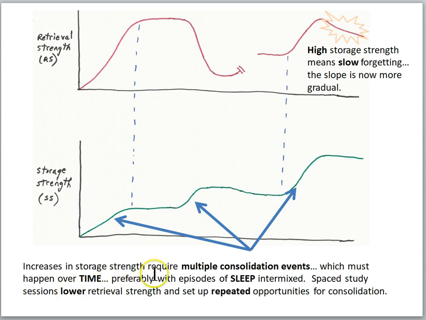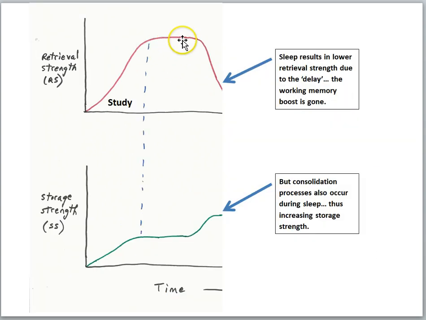So increases in storage strength require multiple consolidation events, which must happen over time, preferably with episodes of sleep intermixed. Spaced study sessions lower retrieval strength and set up repeated opportunities for consolidation. Notice that once we have high storage strength, when we go to sleep, it no longer negatively impacts our retrieval strength like it did after the first study session.